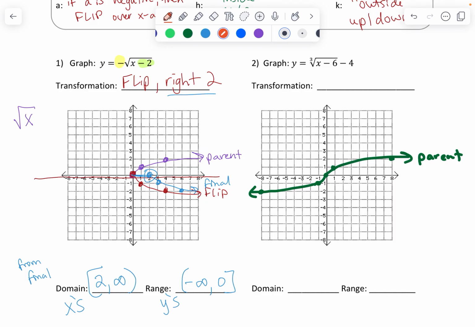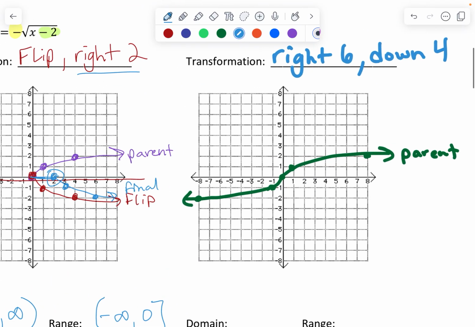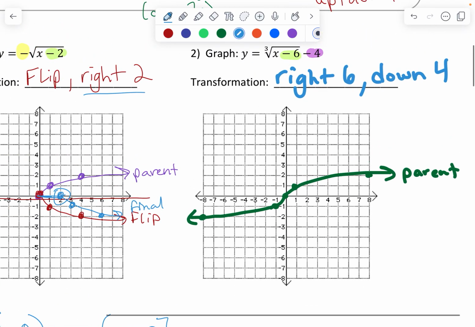Okay, and then this one has 2 things going on. So there's a -6 on the inside, and then there's a -4 on the outside. So inside means left or right, but do the opposite. Okay, so this one would mean right 6. And then it's -4 on the outside, so that would mean down 4. Okay, so this graph, you can do that in 1 step. You just move every point right 6, down 4.